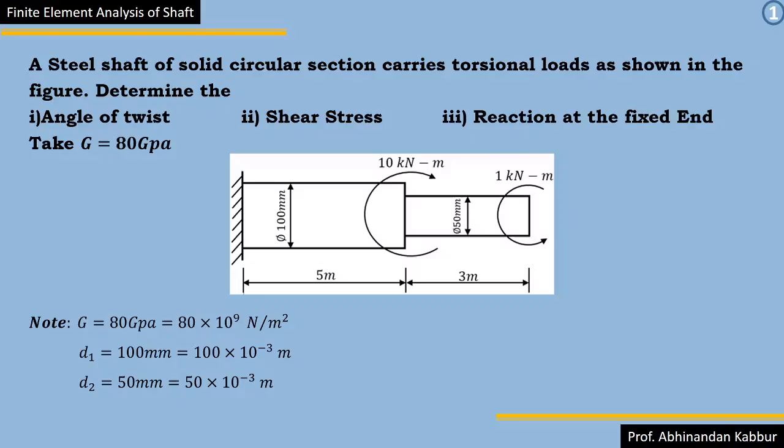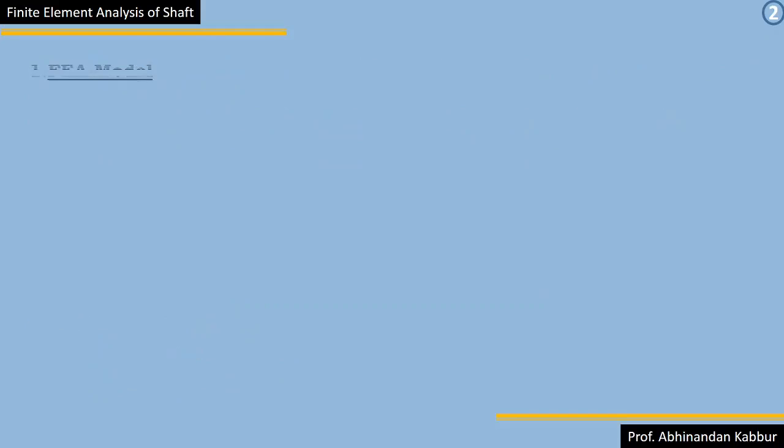Therefore the diameter for the first portion, d1, I am going to consider as 100 mm. Converting that to meter, it is 100 into 10 to the power of minus 3 meter. Similarly, the second portion is 50 mm diameter, therefore it is 50 into 10 to the power of minus 3 meter. Now begin with the FEA procedure.